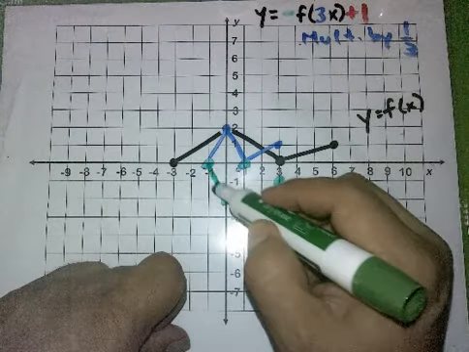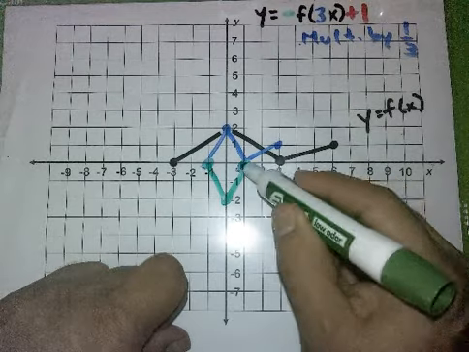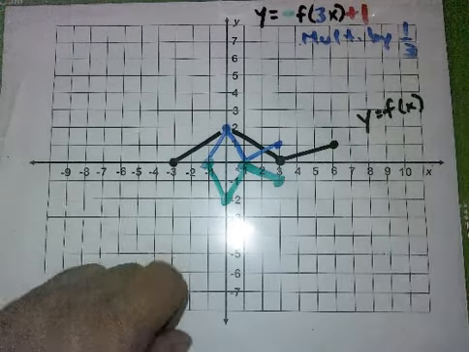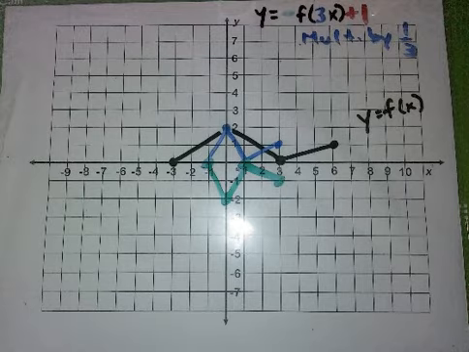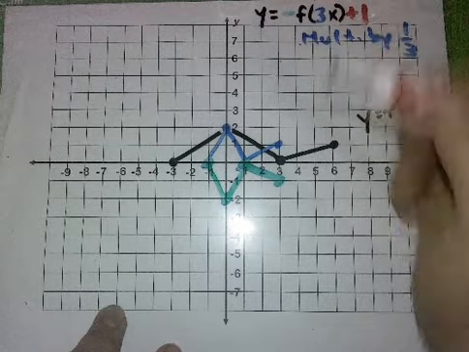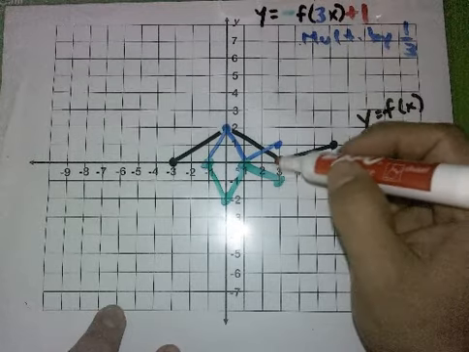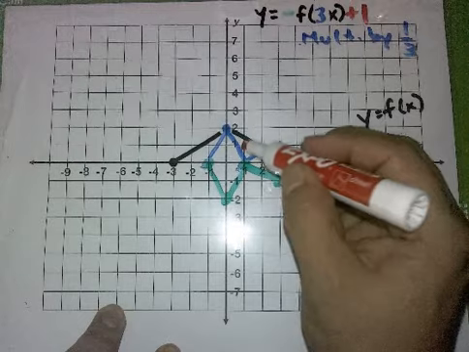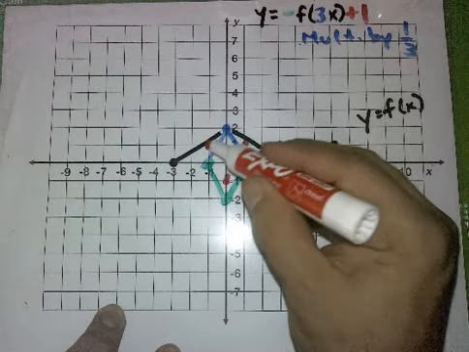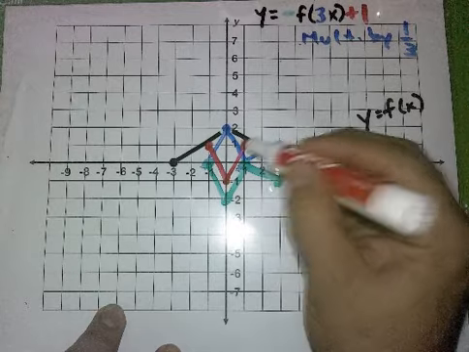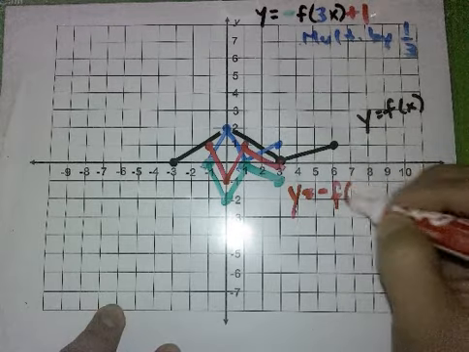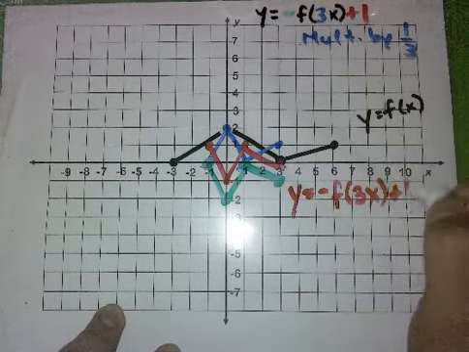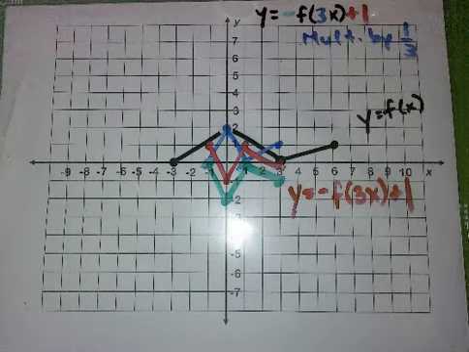So applying a negative to the outside of our function creates a reflection about the x-axis. Okay, the last thing we're going to do is add 1. So we're going to shift that up. Last time we talked about this being a shift. So we're just going to shift it up 1, which is here. Shift it up 1 here. This point up 1, and this point up 1. And then we draw our lines, and this becomes our solution, or our graph of y equals negative f of 3x plus 1.